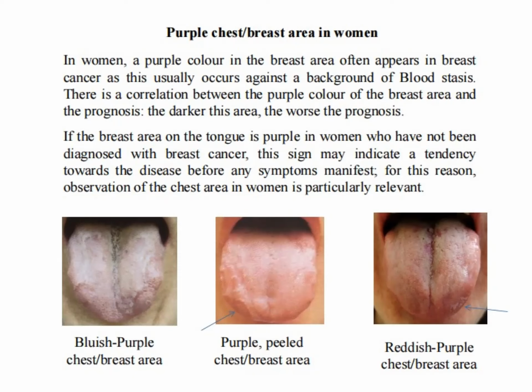Lewis purple, yun po yung sa side breast area po yan. Sa side ng tongue. Tapos pag purple filled chest breast area din po yan, reddish purple chest breast area. So pag nagda-diagnosis tayo, mahalaga pong titigan natin yung side na yan, kasi nagsasabi nga yan kung ano yung situation, no? Lalo sa mga babae.